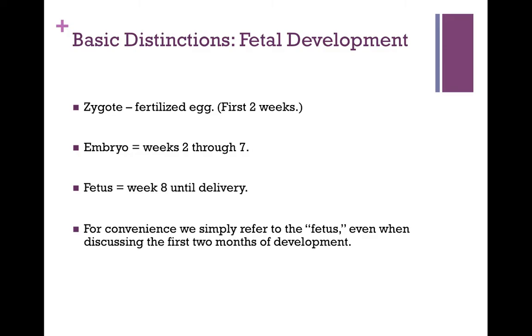Technically, a fetus is what we describe as the unborn child from week 8 until delivery. Prior to actually having a fetus, we see the zygote as what exists at the earliest stages. That's the first 2 weeks. Then we have the embryo at weeks 2 through 7. But just for the sake of convenience, we're just going to say the fetus is what is present from the moment of conception until delivery.